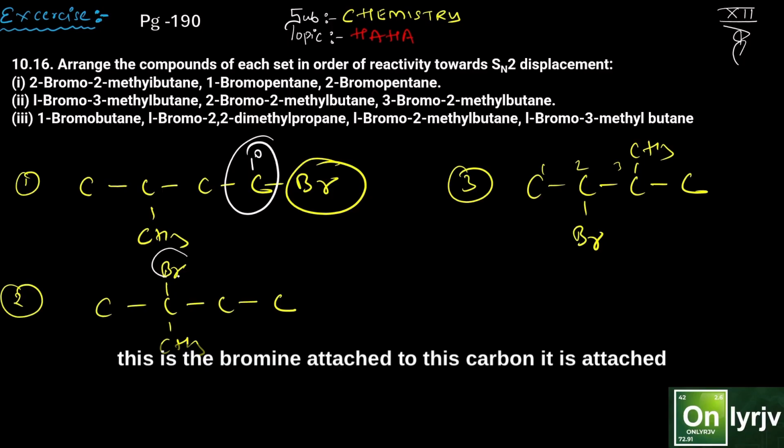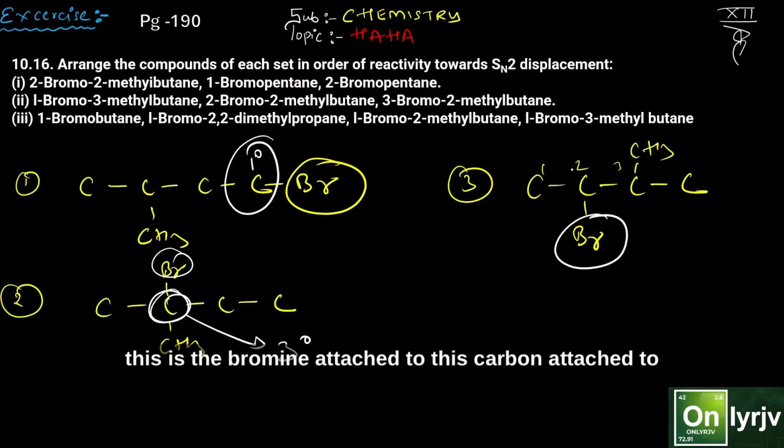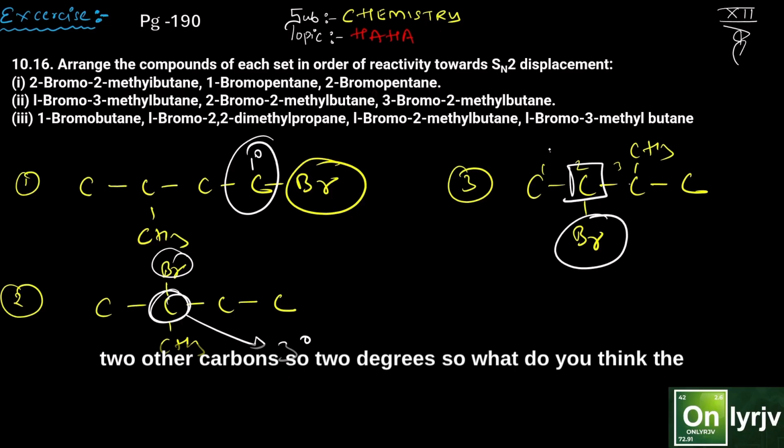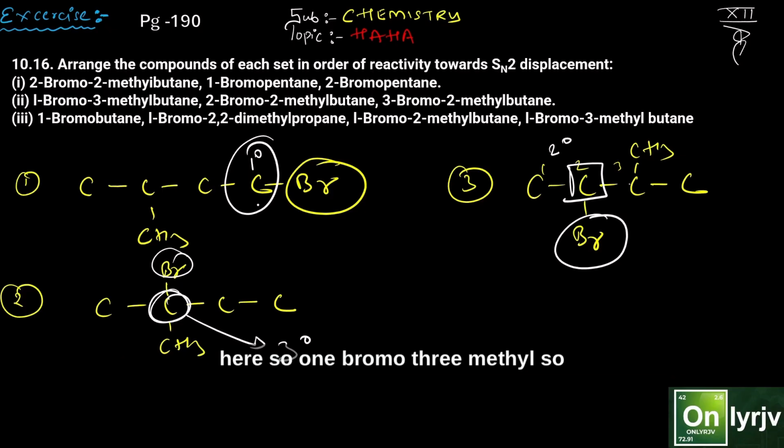Next, this is the bromine attached to this carbon, which is attached to 3 other carbons, so it is 3-degree. This is the bromine attached to this carbon, attached to 2 other carbons, so 2-degree. So what do you think? Where will the minimum steric hindrance be, where it will happen? Obviously here. So 1 bromo 3 methyl.